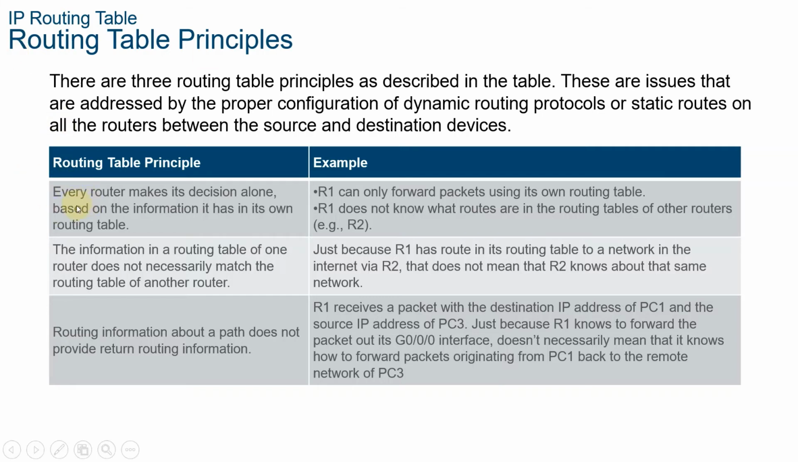Okay, so the first one would be: every router makes its decision alone based on the information it has in its own routing table. Second, the information in the routing table of one router does not necessarily match the routing table of another router. And then third, routing information about a path does not provide return routing information. So you have to manually set the return trip if you are using static. Now, if it is dynamic, well, let the routers discover all the possible paths to reach the destination.